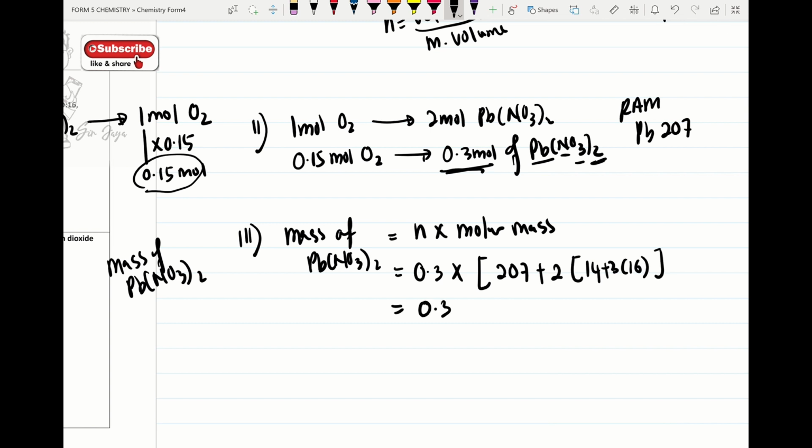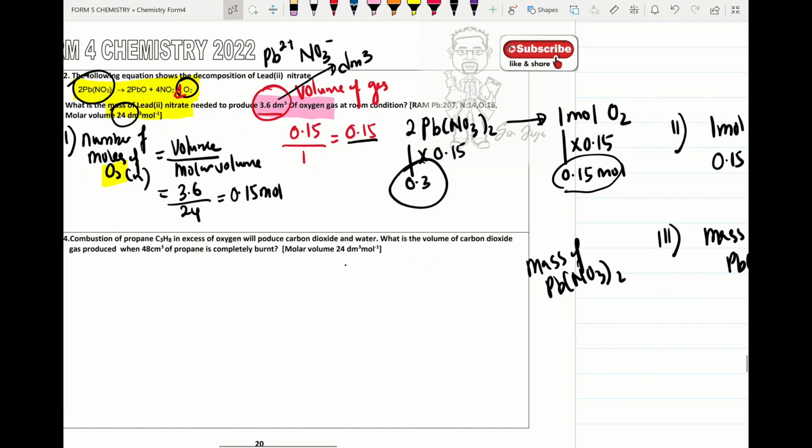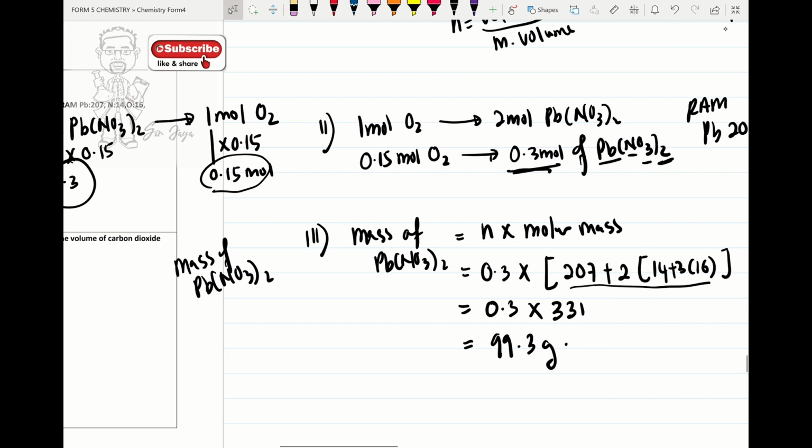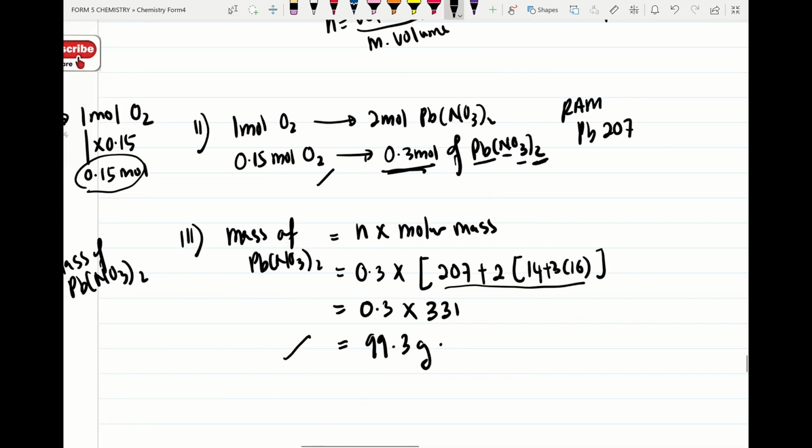So we will get 0.3 times this one. When we calculate all these, we will get 331. So the mass of lead(II) nitrate used is 99.3 gram. Alright, so this is the first step that the student must write, and the second step will be here, and the third step is here. So please do more questions.